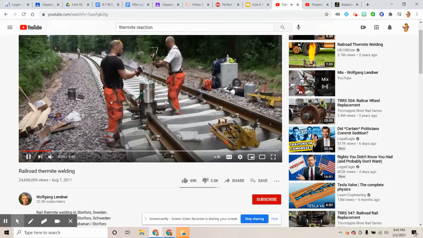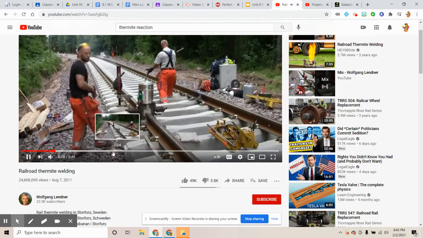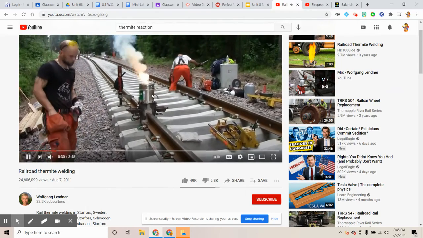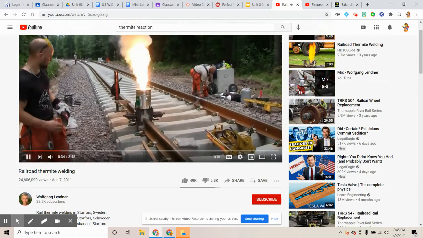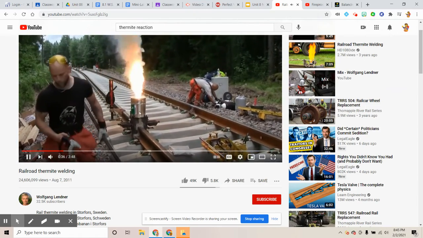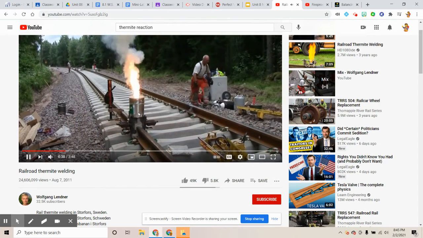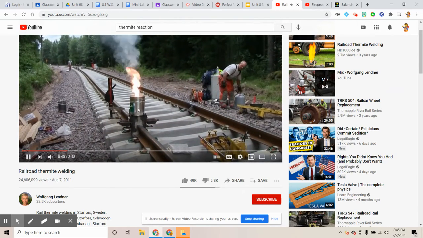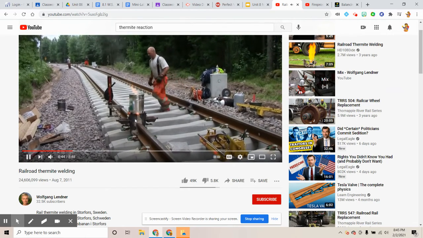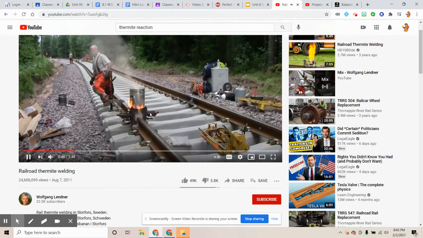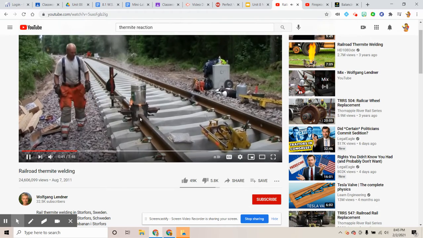He lights the fuse, throws it in, and a reaction occurs. It gets so hot that it actually melts through this metal container here, and liquid iron flows in between the rail lines. So you can see it pouring into place right now and welds these two rails together.